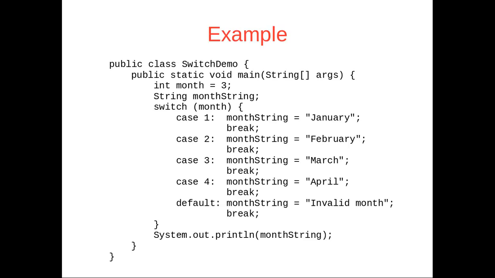If our argument matches any of these cases, then that case will be executed, otherwise our default case will be executed. Here we have initialized month equal to 3, so our case 3 will be executed. We can see this example in Eclipse.